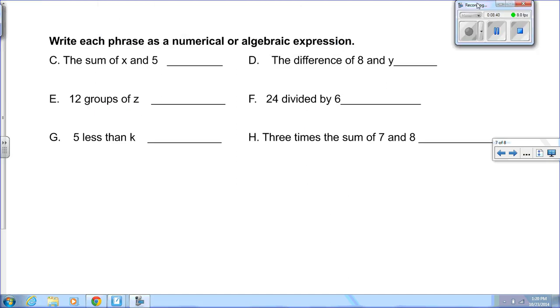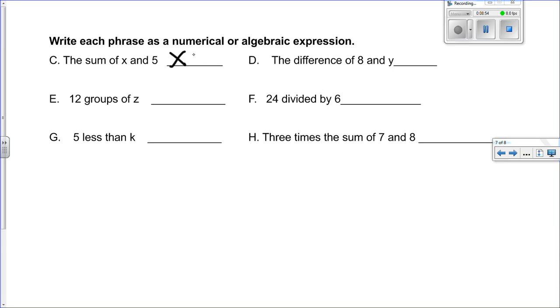Finally, write each phrase as a numerical or algebraic expression. So now we're translating words into math. If we have the sum of x and 5, this would be x plus 5. For letter D, the difference of 8 and y: the keyword difference represents subtraction, so 8 minus y. 12 groups of z. Remember, groups of refers to multiplication, so that'll be 12 times z.